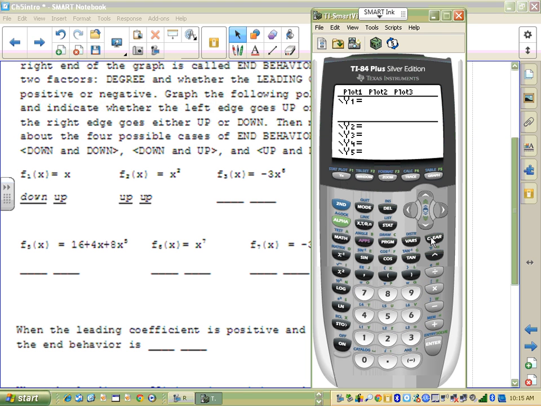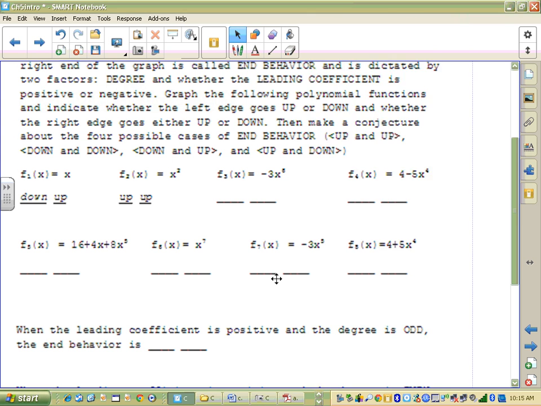So here we go. We graph y equals x. We've seen that. On the left it goes down, and on the right it's going up. Okay, and then we've graphed x squared. On the left it's going up, and on the right it's going up. Okay, so the next one that you're asked to graph here is negative 3x to the 6th. So this one on the ends goes down on the left end and down on the right end. Okay, so this is down and down.